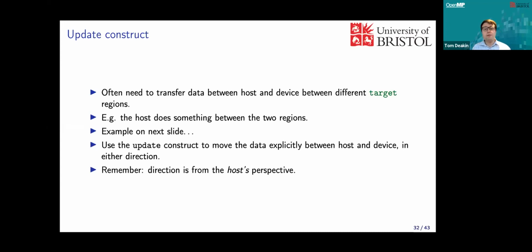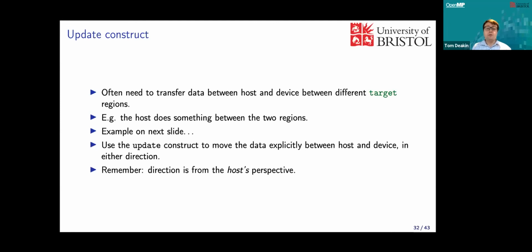An example of this could be Halo Exchange, and I'll show you that coming up, or maybe some file IO, something like that. The idea is the host is going to want to do something with some data between two target regions. So I have a target construct that updates data. I want to bring it back to the host to use it on the host for MPI, for file IO, something else, a library call to my favorite library. And then I need to continue on the device after that.